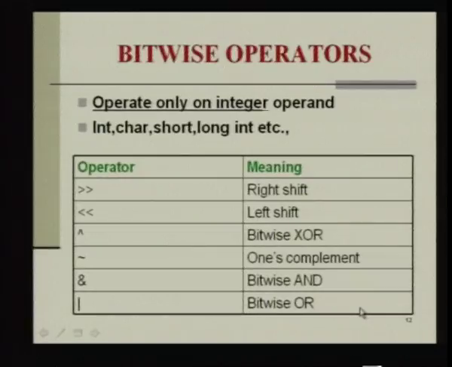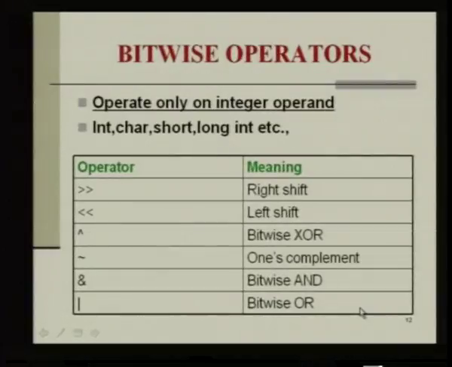Next, we move over to the bitwise operators. Bitwise operators, it is very important to keep in mind, operate only on integer operands. So, integers are the data types integer, character, short, long, int, etc. Now, I said integer operands and I am saying character here. Characters also can be represented using their ASCII values. So, that is why that also has been mentioned here as an integer operand.